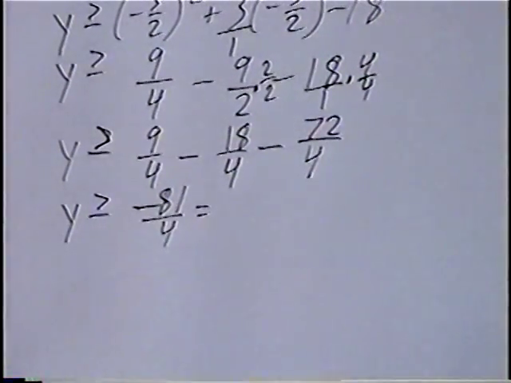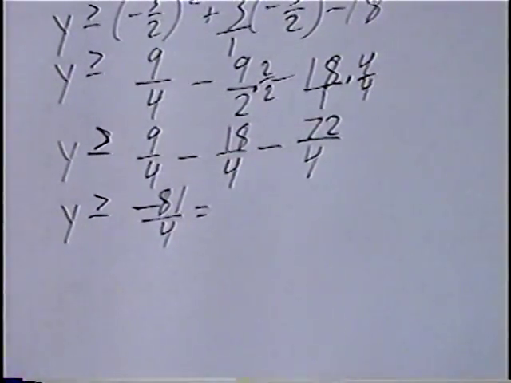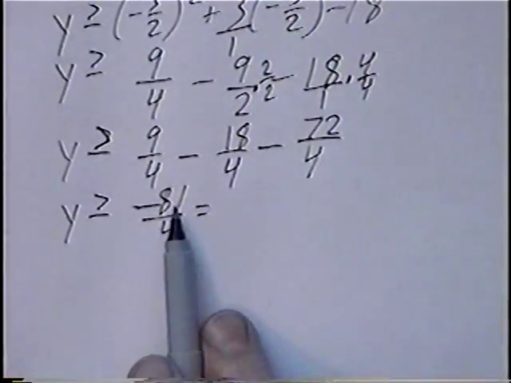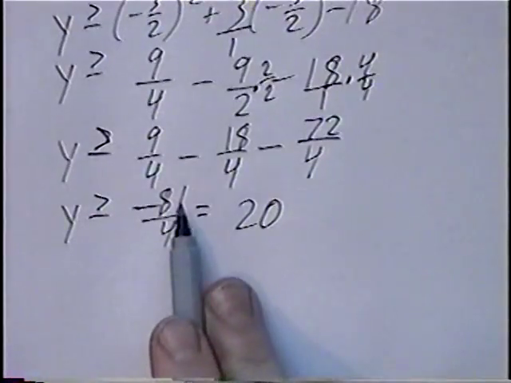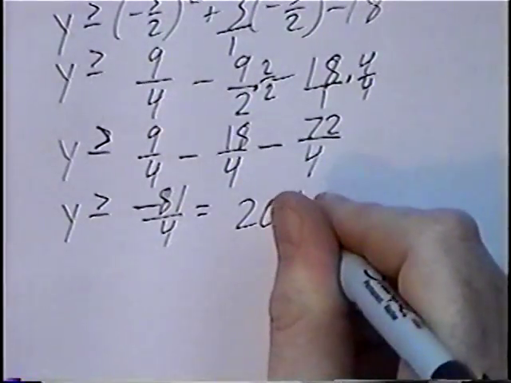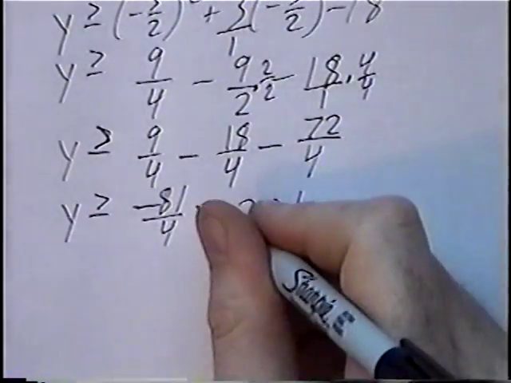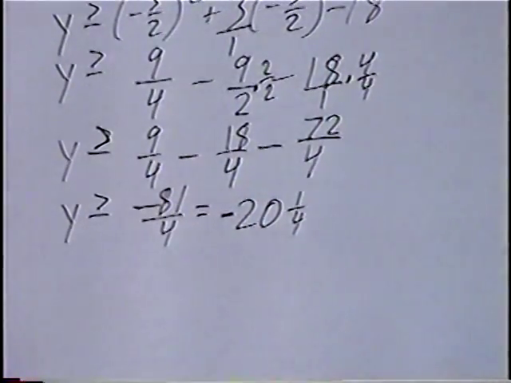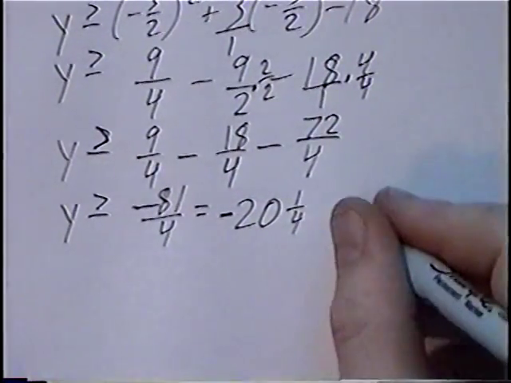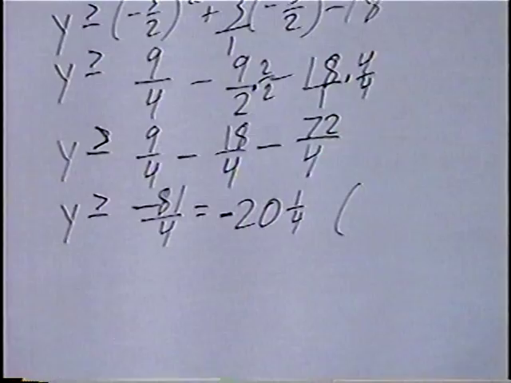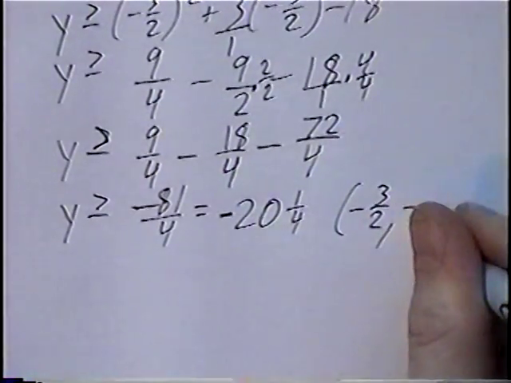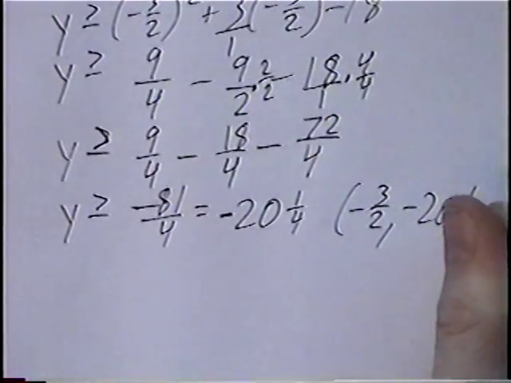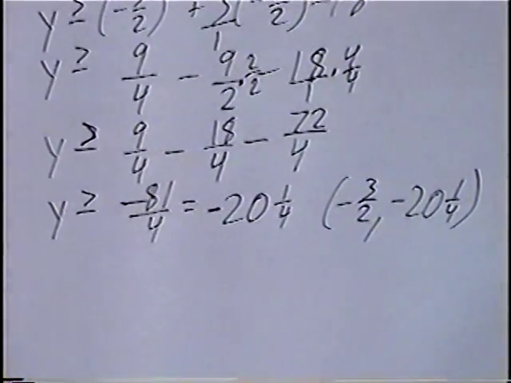Taking the improper fraction, if we divide it out using a mixed number so we can graph it, 4 goes into 81 20 times. There's 1 left over, so that would be 20 and 1/4. It is negative, so we'll have negative 20 and 1/4. So the vertex for this parabola will be negative 3 over 2, and the y value negative 20 and 1/4.